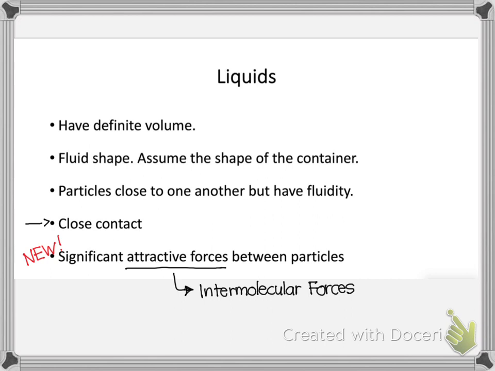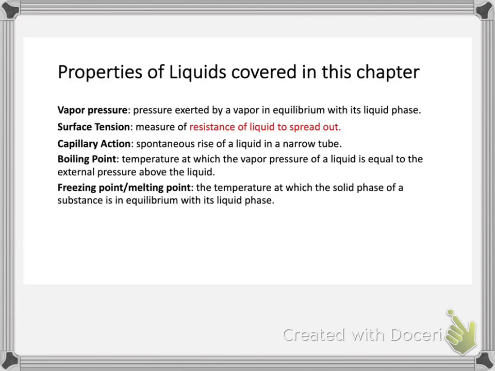So let's look at the properties of liquids. On this sheet, I listed some of the properties that we could encounter in this chapter. We are going to go over more specifically vapor pressure, boiling point, and freezing point.